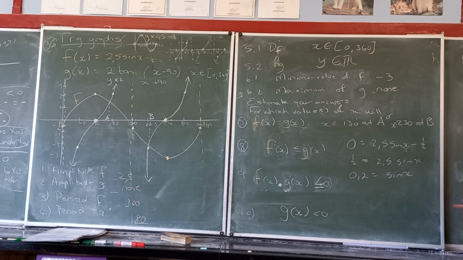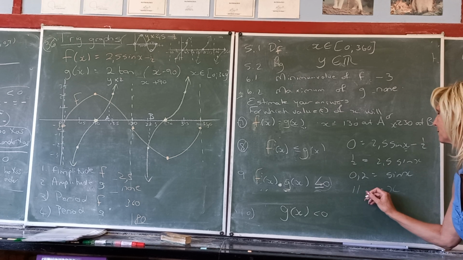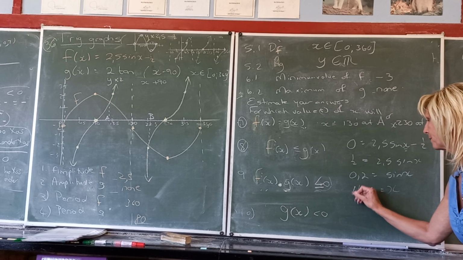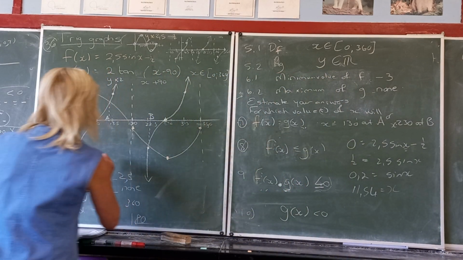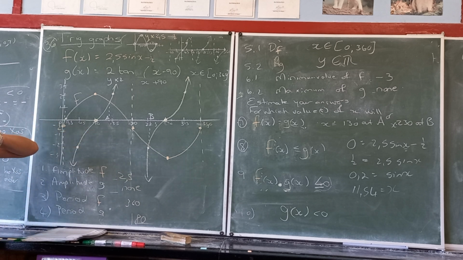We haven't done that this year yet. So to get back there, you know what sin x is, you say shift sin of 0,2, and give me an answer please. 11,54. So that means over here, at 11,54, it intersects with the x-axis, and I'm going to need it just now in the next question.